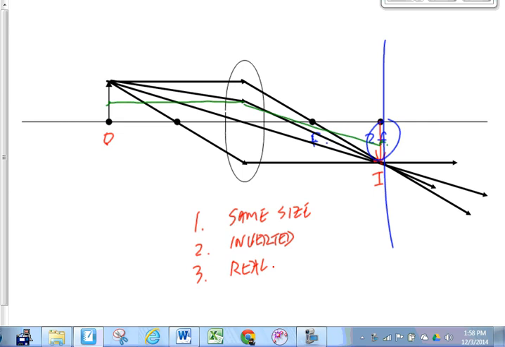Let's draw another one. We've got 5 total. I want to see if we can get through all 5 of these here today. Yep.